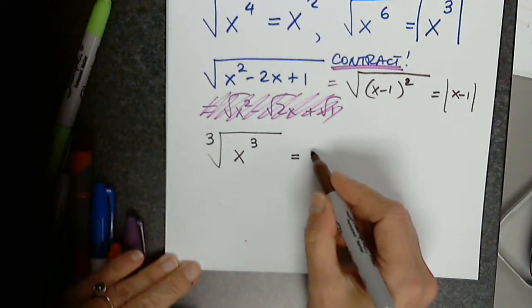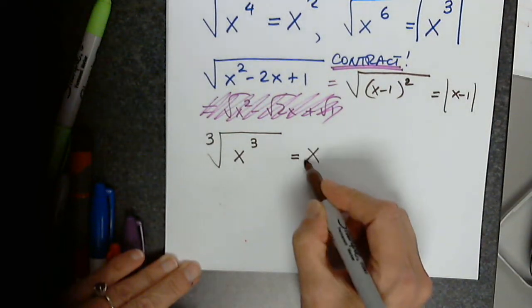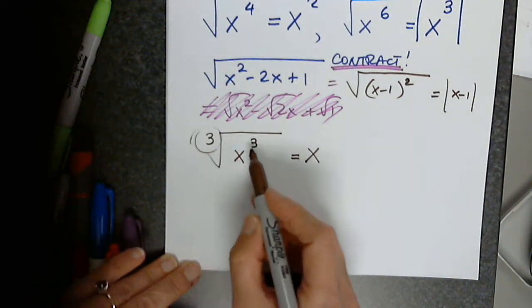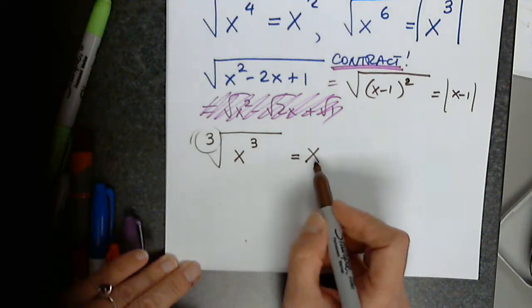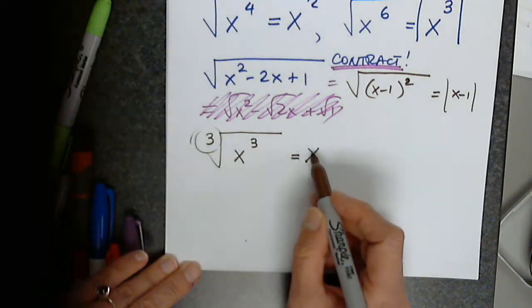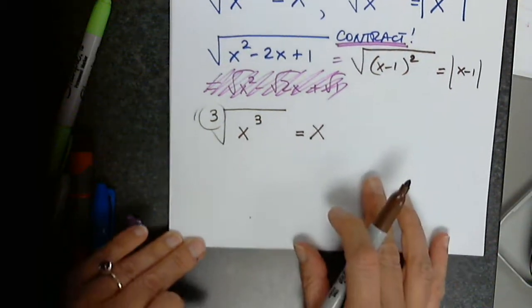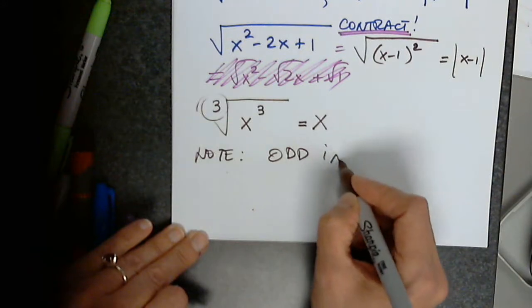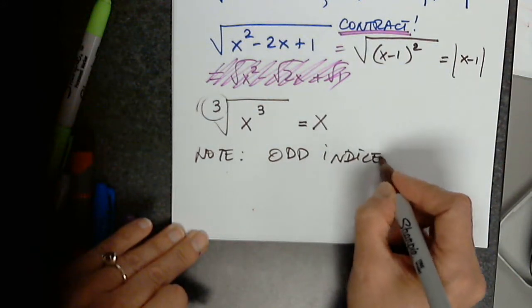The absolute value of x. There is no need for the absolute value when the indices are odd. Because if this quantity is negative, the answer will be negative, and it's okay. If this quantity is positive, the answer will be positive, and it's okay. So that's our note. Odd indices, friendly.